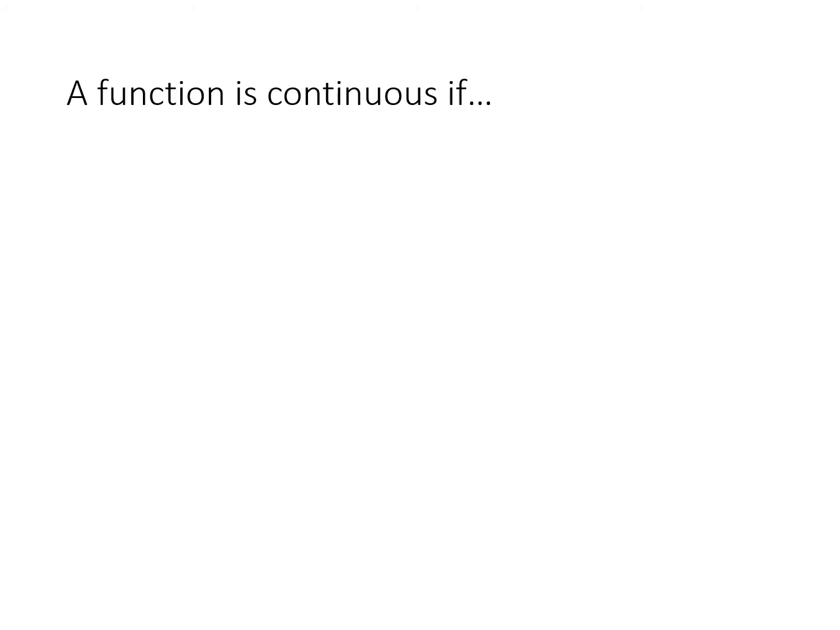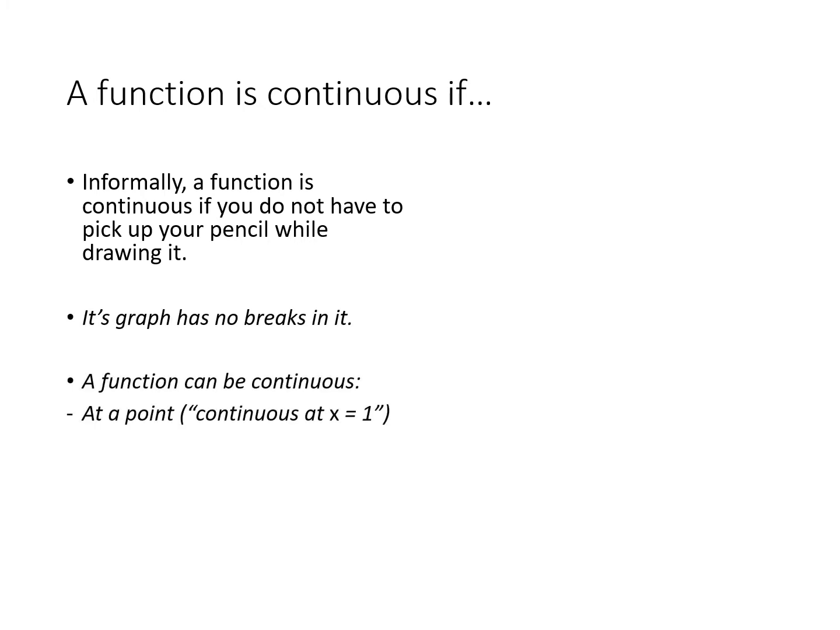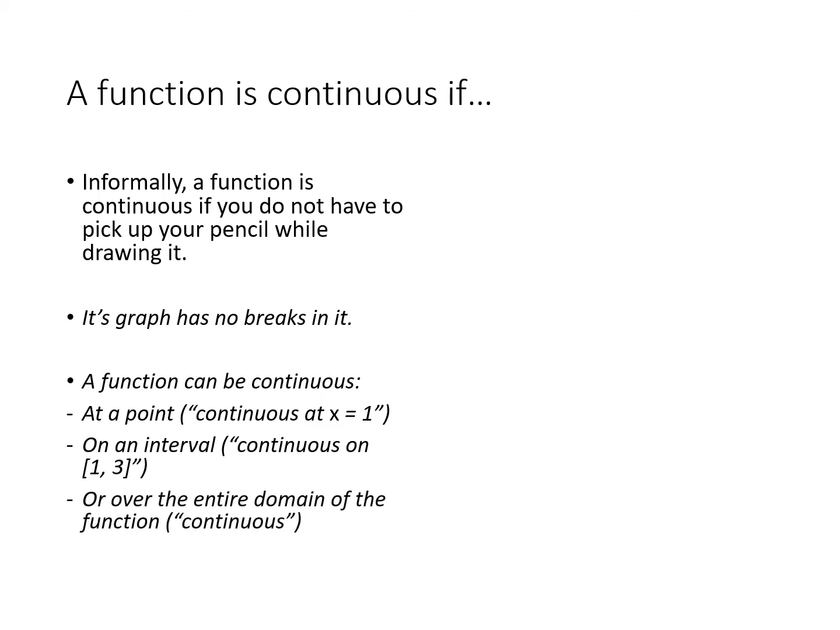The informal definition is a function is continuous if you do not have to pick up your pencil while drawing it. Its graph has no breaks in it. A function can be continuous at a point, such as continuous at x equals 1, or on an interval, continuous on the whole interval from 1 to 3, or over the entire domain of a function as well.